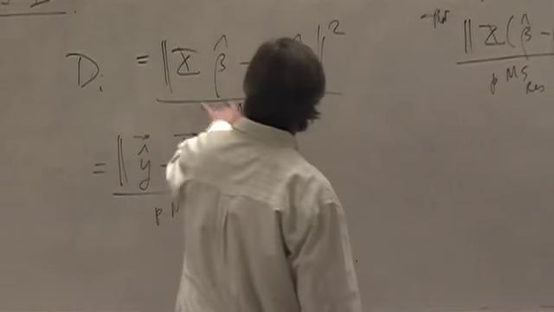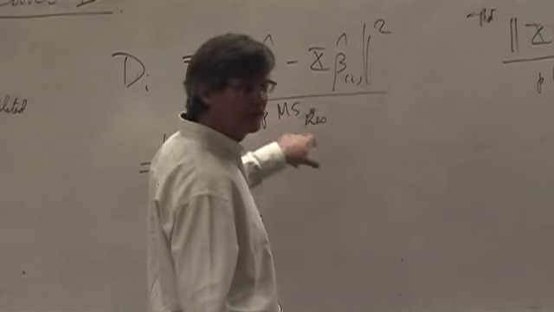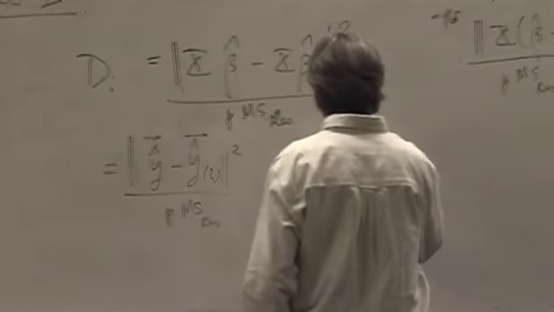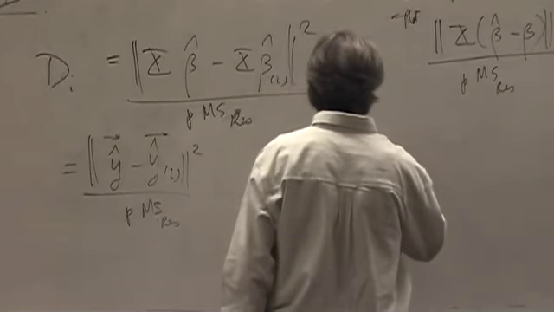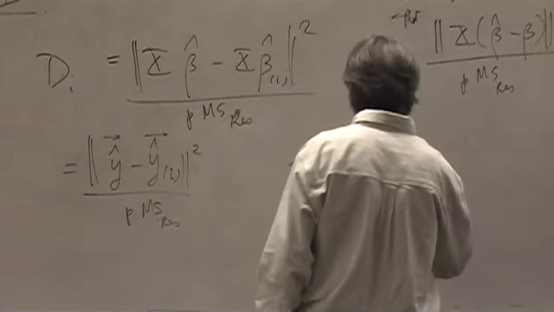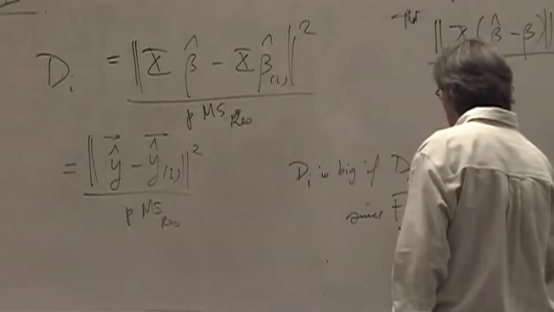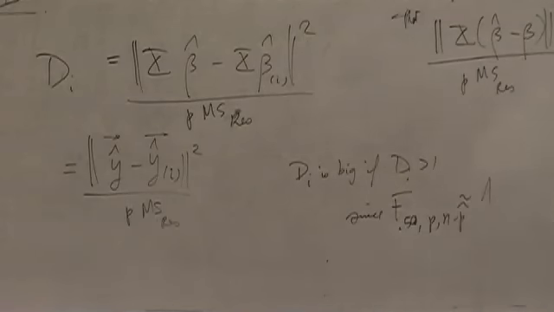That's the point of this normalization. Okay? This PMS res in the bottom. Okay? So if Di is big, if Di is bigger than 1, since F.50 with p, n minus p is roughly 1. Okay?